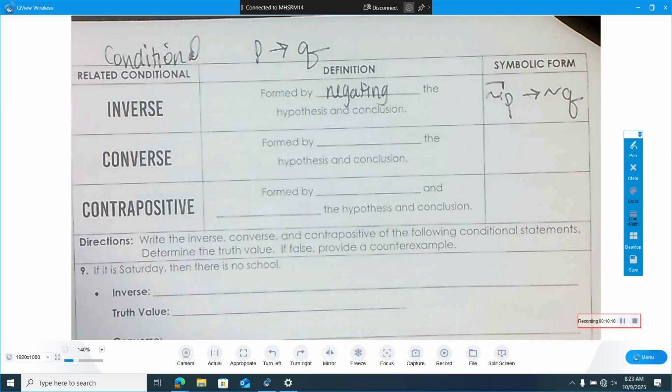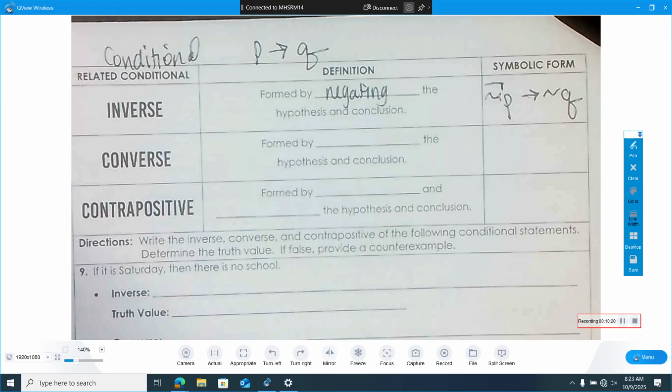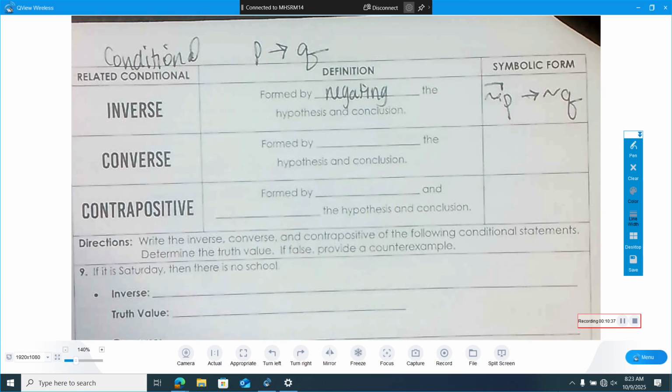So that would be like, if you don't eat your dinner, then you don't get dessert. That's the inverse statement. You don't eat your dinner, you don't get dessert. They mean the same thing, but reversed, right? Like one's the positive side and one's the negative side.